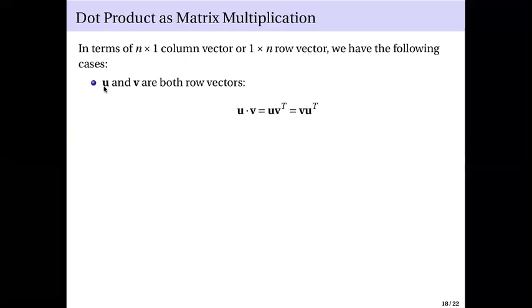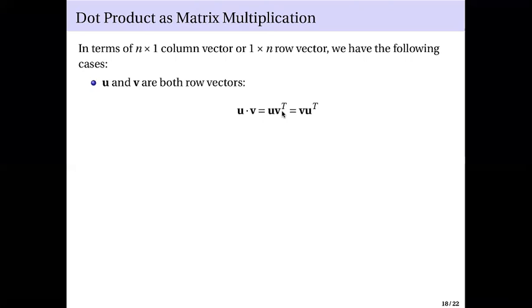So suppose u and v are both row vectors. You can still get the dot product of u and v, and that's equal to this formula: u times v transpose. Take note, row vectors.